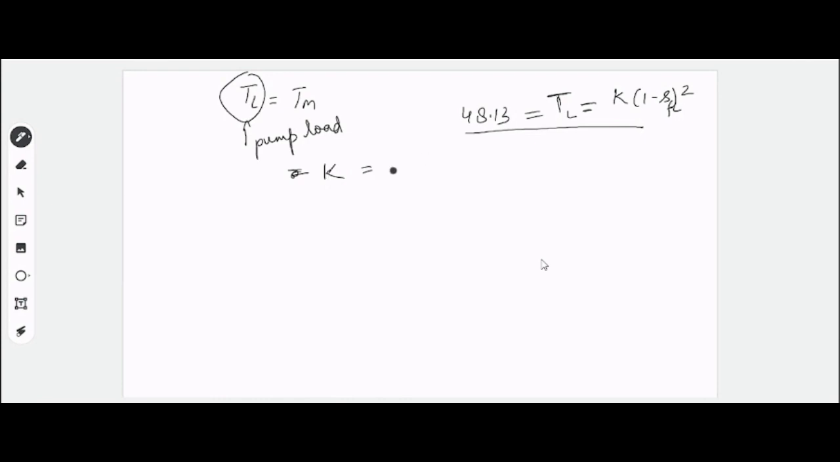K will be equal to 48.13 divided by (1 minus 0.0867) squared, and that will be equal to, how much will be the value of K then?